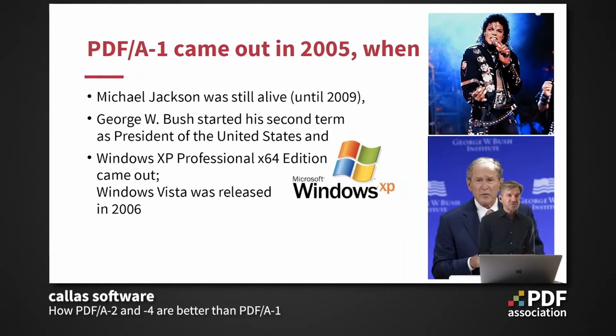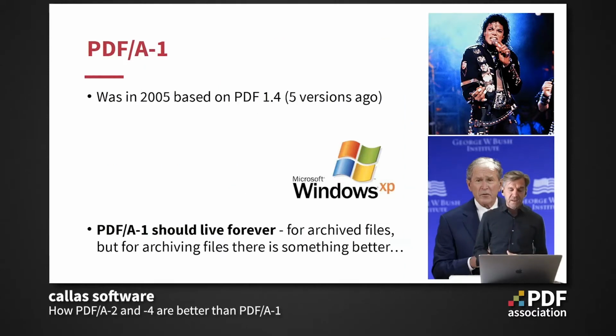But before we start with that, let's just look back at when PDF/A-1 came out. That was back in 2005, 16 years ago. That was a time when Michael Jackson was still around. George W. Bush started his second term as president of the United States. Technology-wise, Windows XP x64 was released, and Windows Vista was still about to come, only the next year. So from an IT perspective, it's really ancient, it's really old.